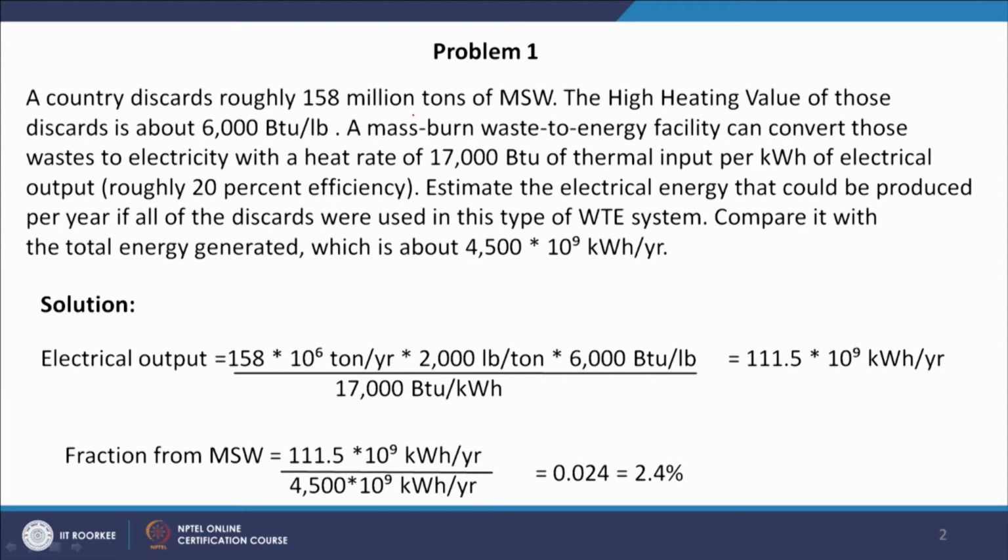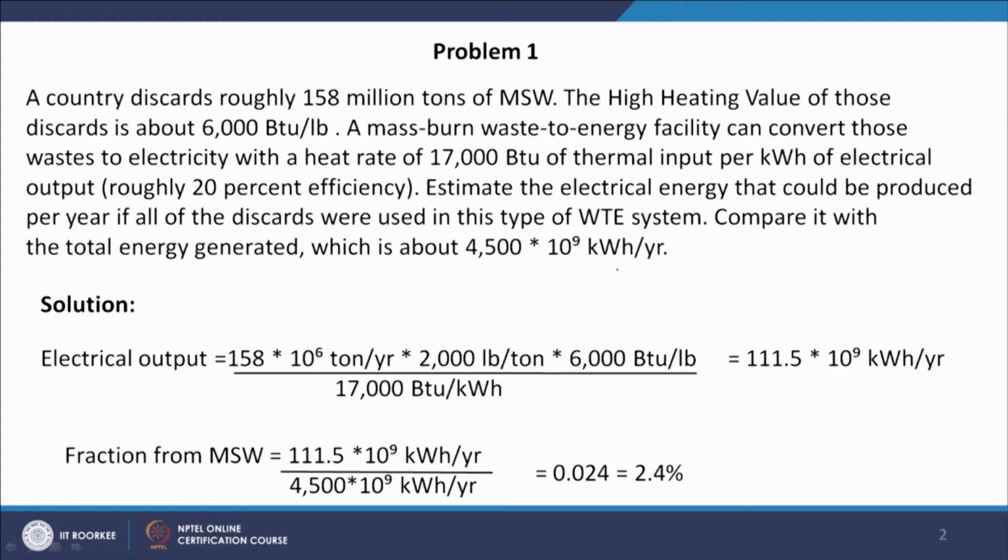Estimate the electrical energy that could be produced per year if all the discards were used in this type of WTE system. Compare it with the total energy generated, which is about 4500 into 10 to the power 9 kilowatt hour per year. So, this is the problem statement. Now, we have to solve.